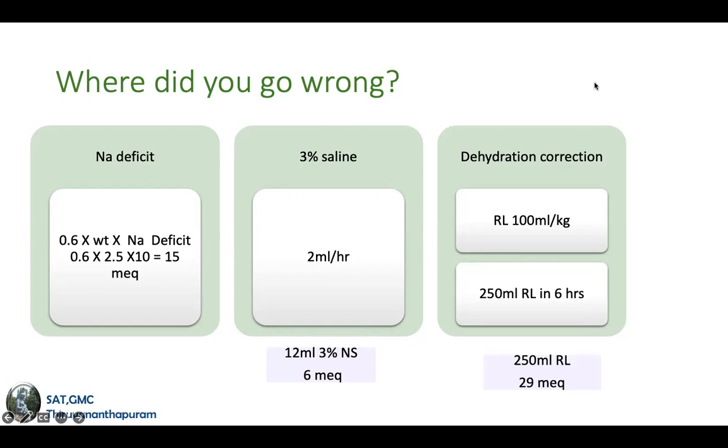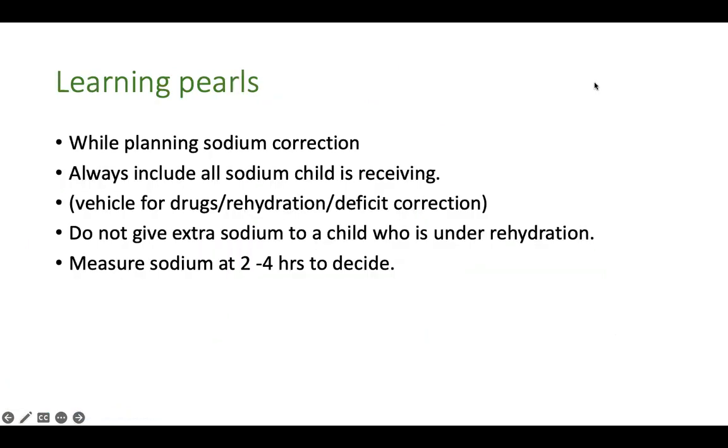The ringer lactate 250 ml in 6 hours is going to give you 29 milliequivalents. That means this child for whom you had initially planned to give 15 milliequivalents in 24 hours, you have landed up giving 35 milliequivalents in 6 hours. So where did we go wrong? While planning correction, always include all sodium the child is receiving.